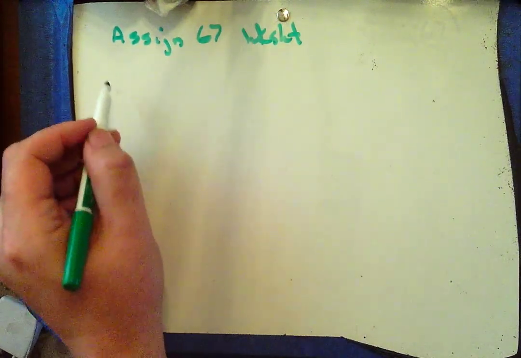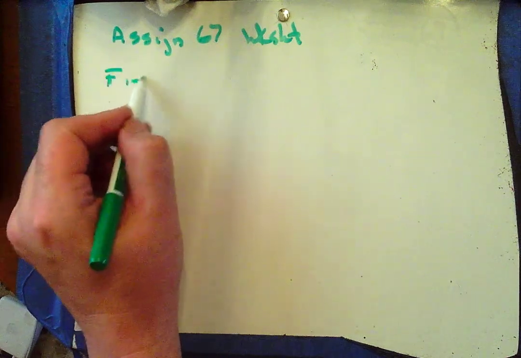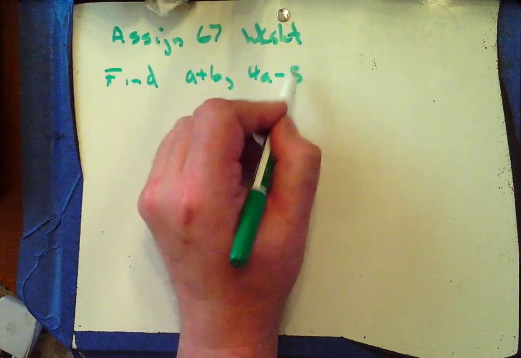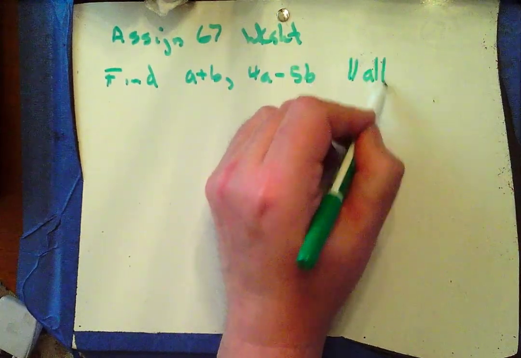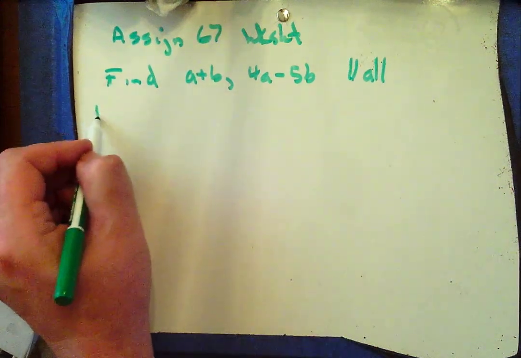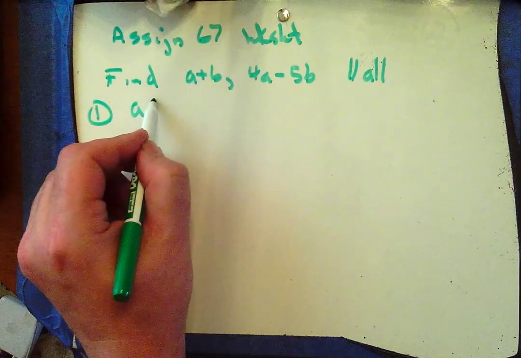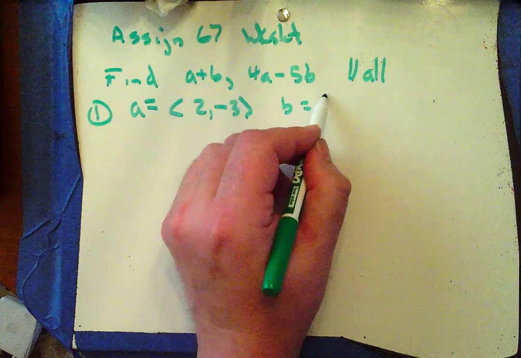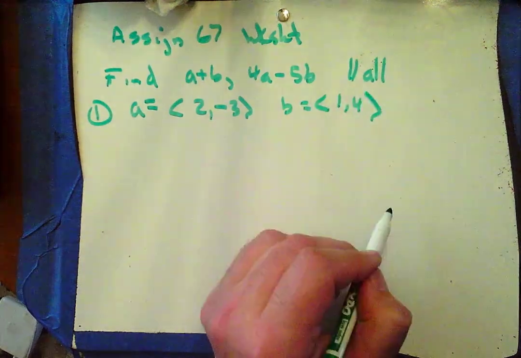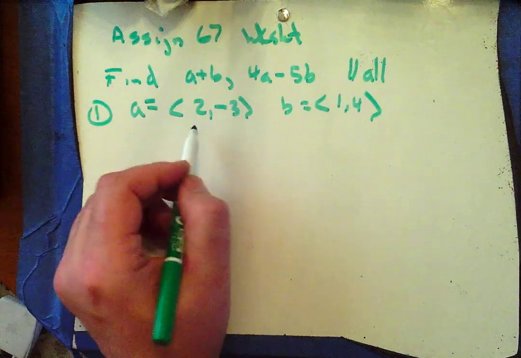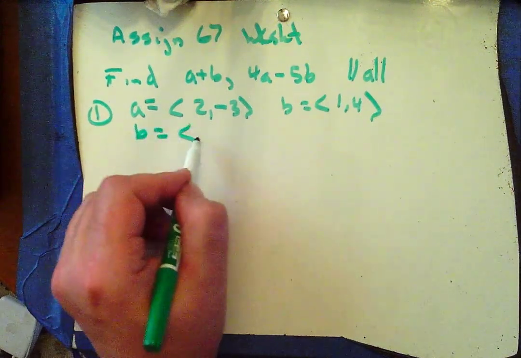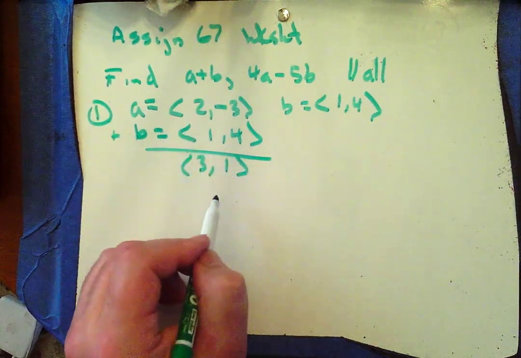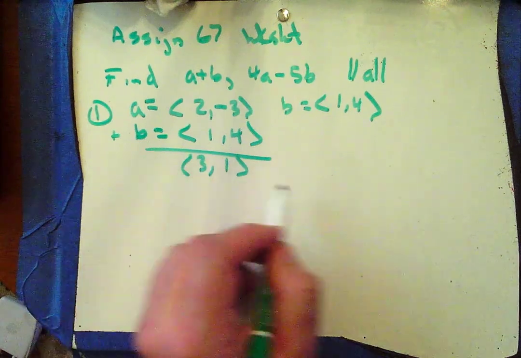So we're told to find a plus b, 4a minus 5b, and the magnitude of a in each case. So number one, we're told that a equals 2 comma negative 3. We're told that b equals 1 comma 4. So if I want a plus b, I'm just going to add these two vectors together, and I get 3, 1. And that's a plus b.